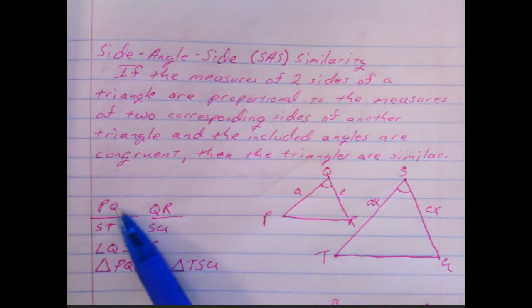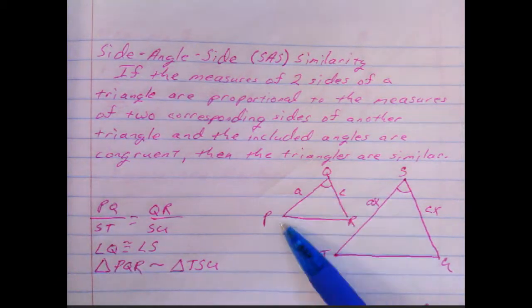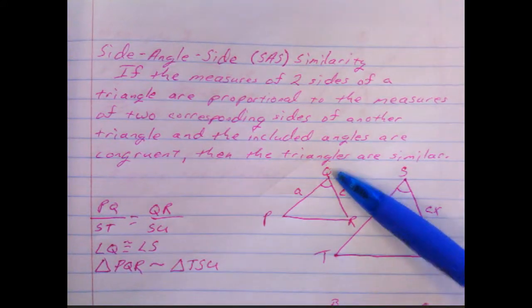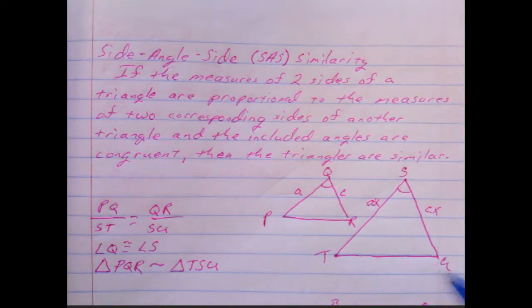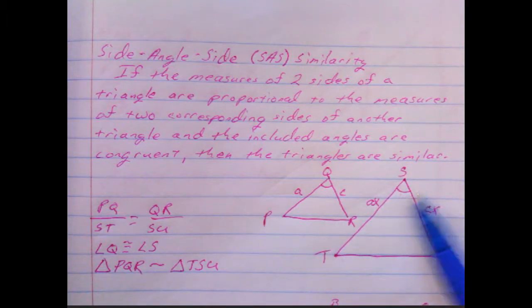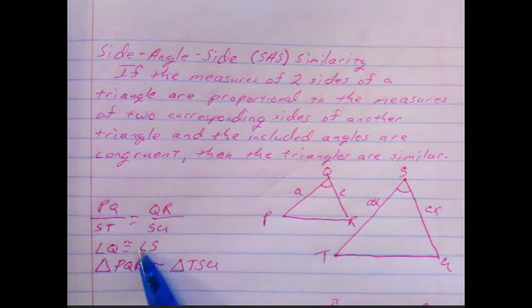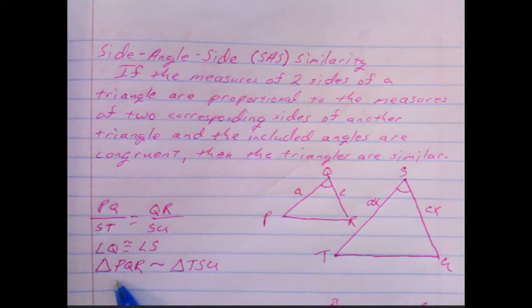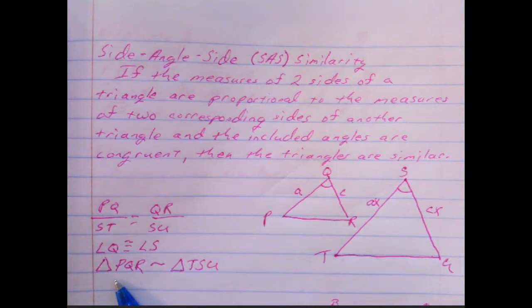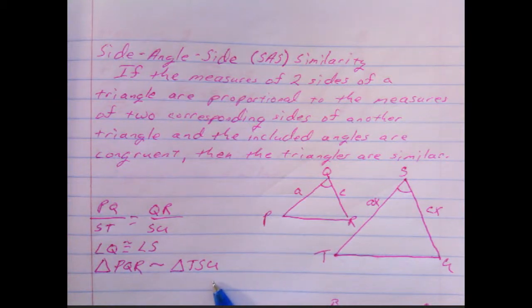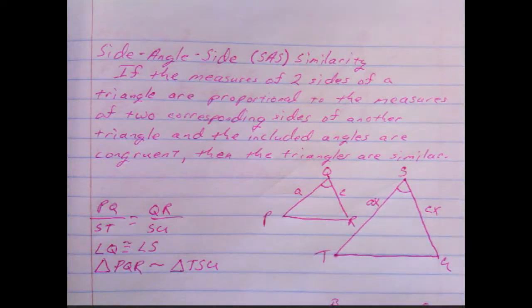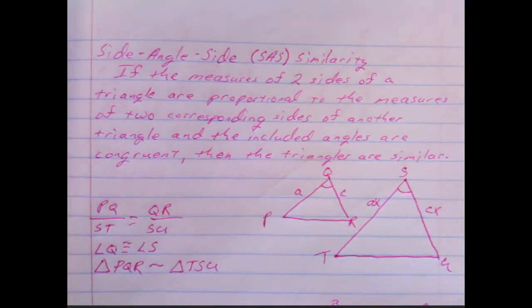So if we look here, we have PQ and ST. PQ with ST is proportional with QR and SU. And then we have our included angles. The angle between our two sides, those are congruent. So we know that these triangles are similar. Our similarity statement for this one is triangle PQR is similar to triangle TSU. Okay, and again, we could write out those ratios and see that those are actually going to be proportional.